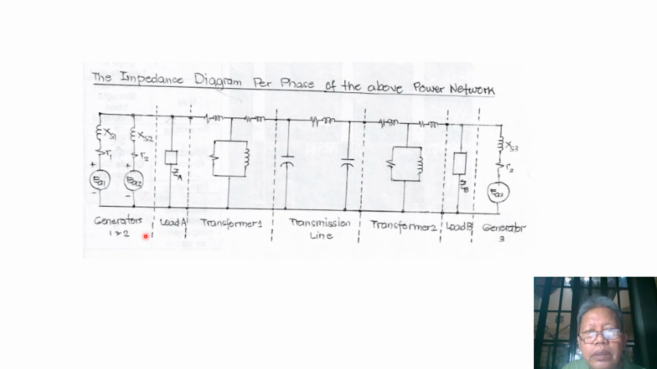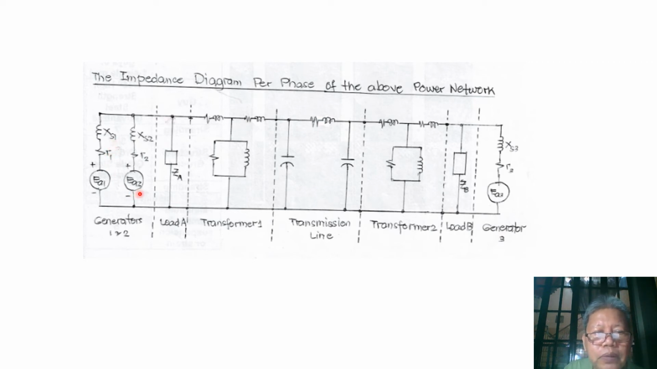Now, from the single line diagram that we considered previously, we can draw the impedance diagram. This time we will replace our generators with their equivalent circuits, or their models. So for generator 1, we have generated voltage EA1, with plus or minus polarity, and then we have its resistance R1 and synchronous reactance XS1.